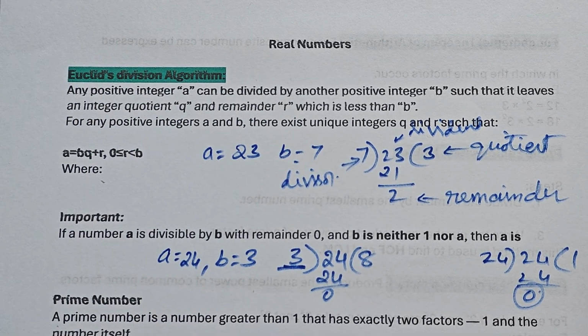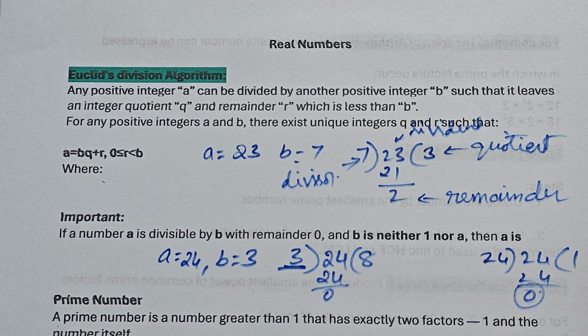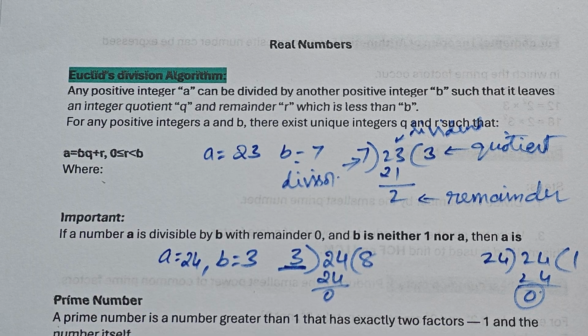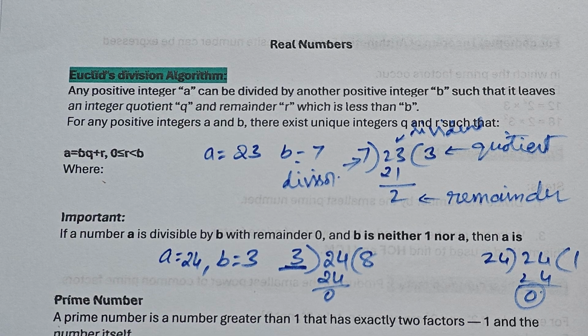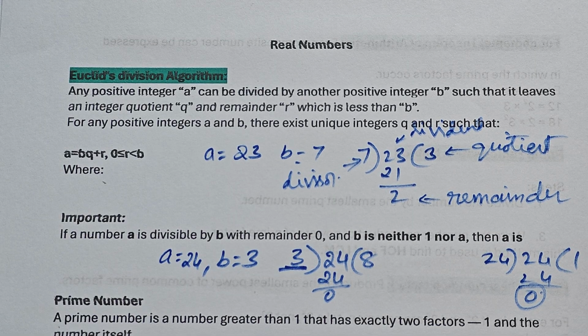So here I took a = 23, that is the dividend, and b = 7, that is the divisor. If I divide 23 by 7, the quotient I get is 3, and 7 times 3 is 21, the remainder left is 2. So in this case the remainder is not equal to 0, that means 7 is not a factor of 23.